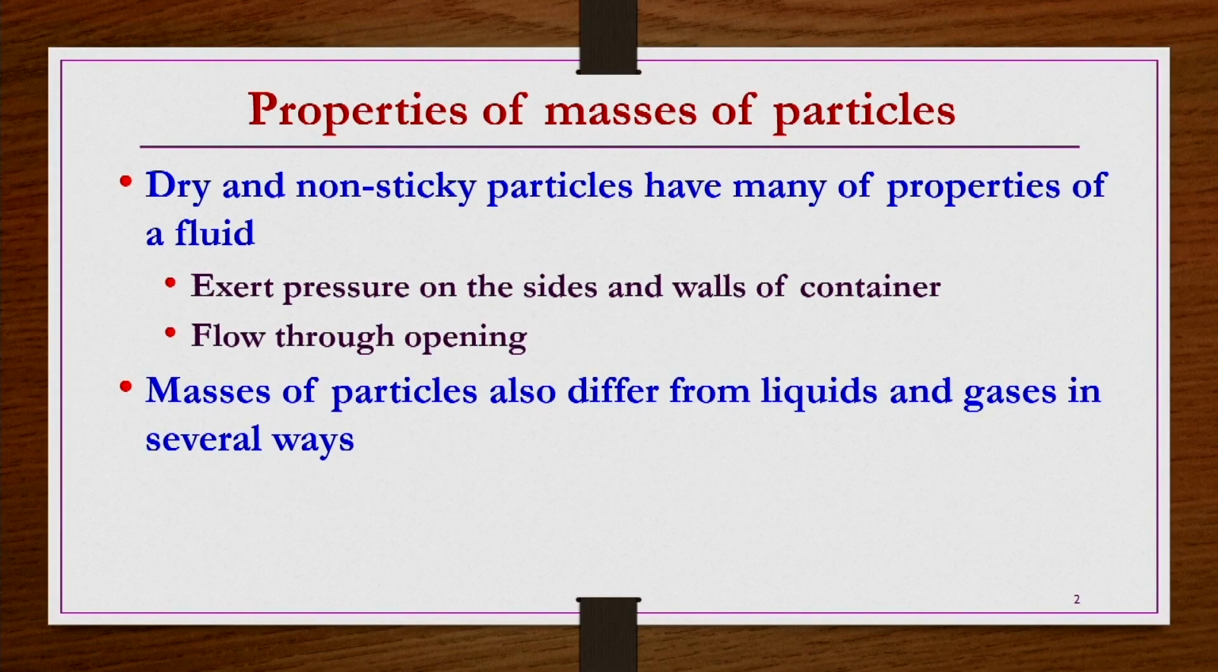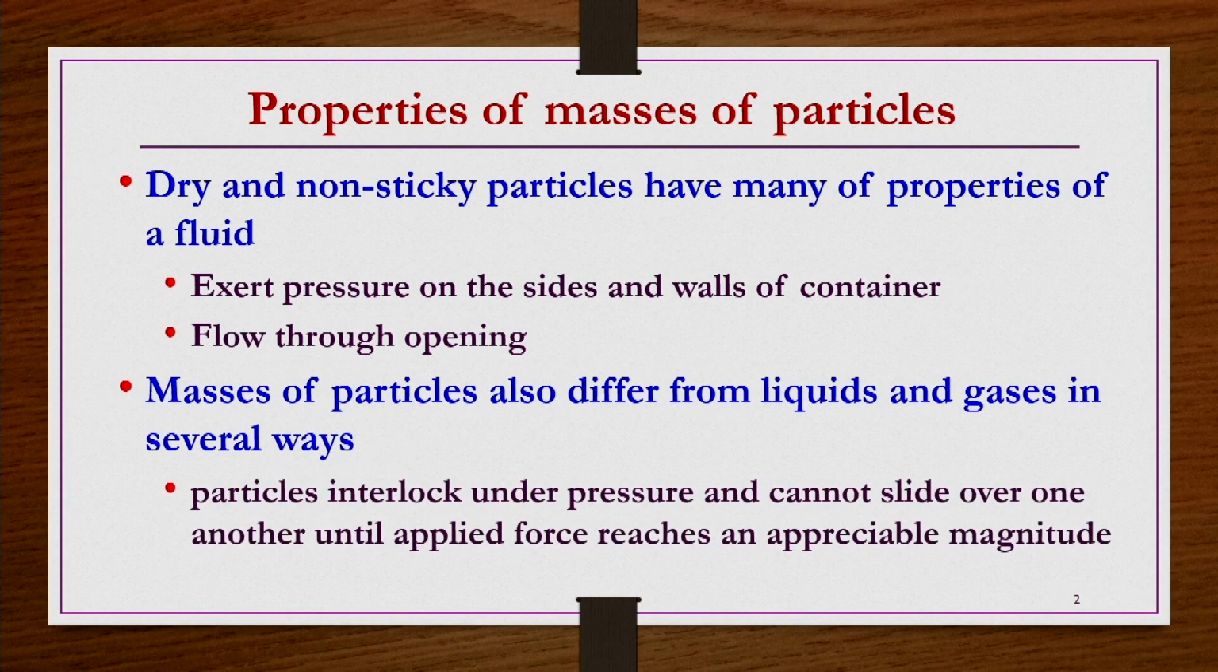Masses of particles differ from liquids and gases in several ways because particles interlock under pressure in general and cannot slide over one another until the applied force reaches an appreciable magnitude. But in general, if you have a Newtonian fluid and you apply pressure, the flow becomes more convenient and faster. Let us not go into the non-Newtonian fluids and all that. If you take a simple Newtonian fluid, what happens?